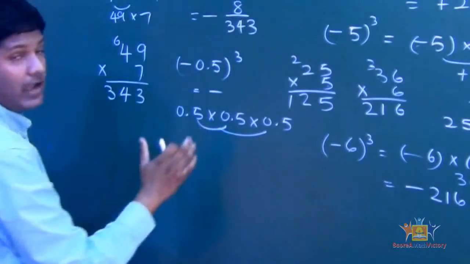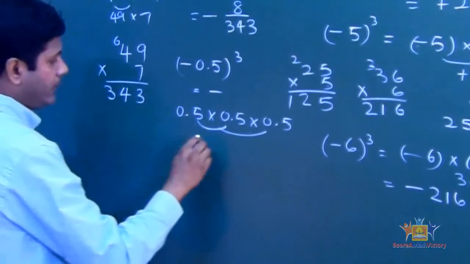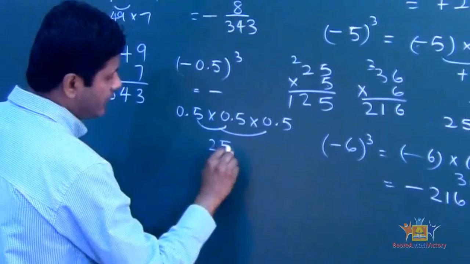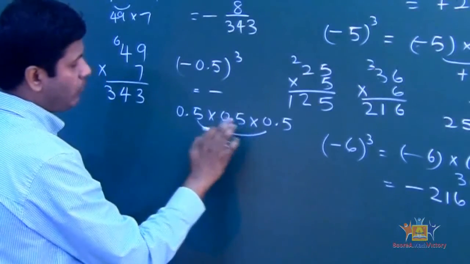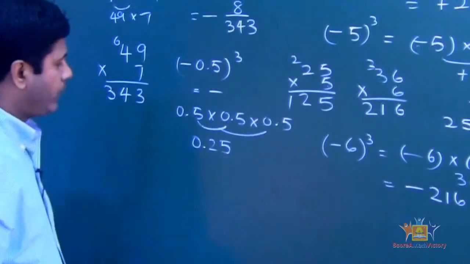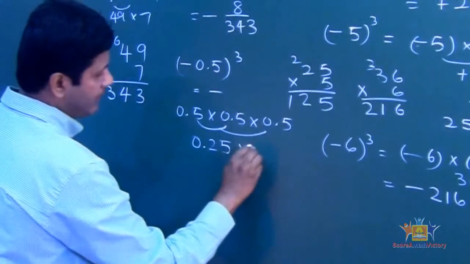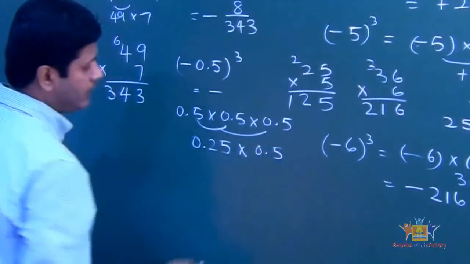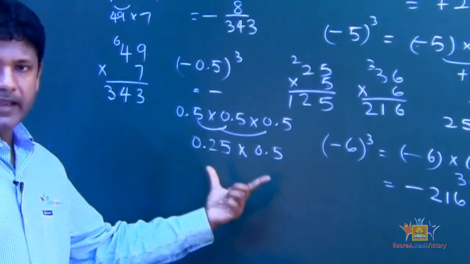So 5 times 5 is 25. Okay? So we know 25. And how many digits behind the decimal? 1, 2. So 1, 2. I'm going to put it right there. 0.25. And I'm going to multiply that with 0.5. Again, 2 decimals. Forget now, remember later.